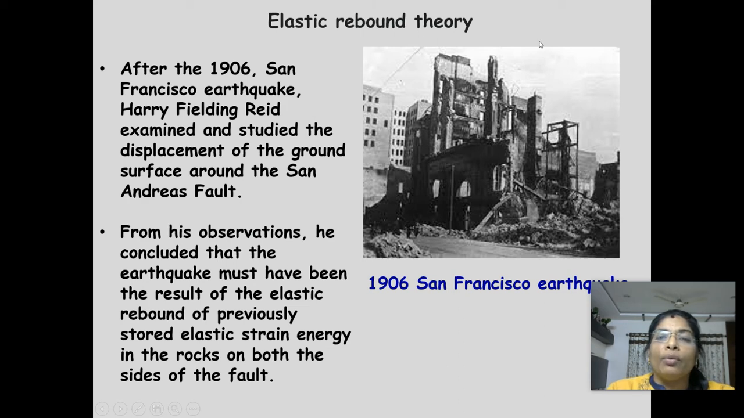The elastic rebound theory. This is the earthquake which occurred in San Francisco in 1906. After the 1906 San Francisco earthquake, Harry Fielding Reid studied the displacement of the ground surface around the San Andreas Fault. From his observations, he concluded that the earthquake must have been the result of the elastic rebound of the previously stored elastic strain energy in the rocks on both sides of the fault.